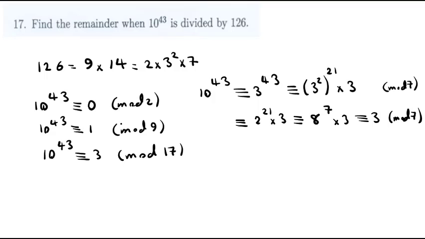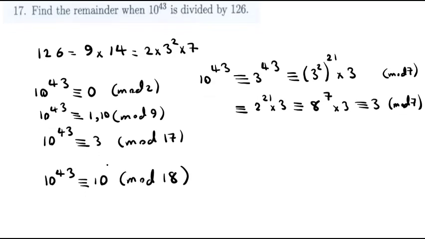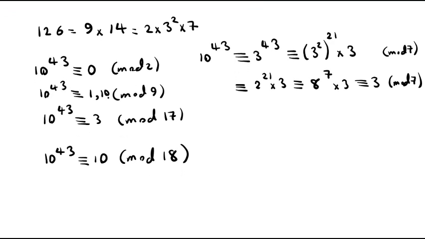So because it is 1 mod 9, I want to find mod 7 also 3. You can add 7 by 9, it is 10. So we can say 10 to the power of 43 is 10 mod 126. And it's 0 mod 2, 1 mod 9. So the idea is to reach the same number.